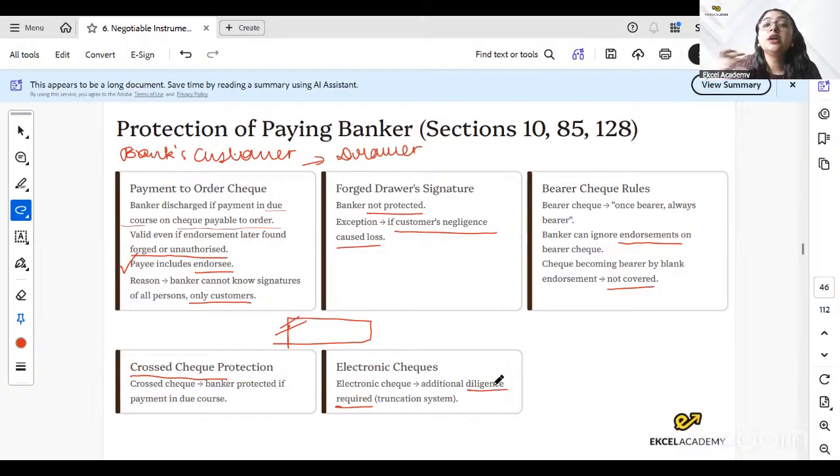If the customer, that is the drawer signature, is forged, do you think the banker is protected? No. But if the endorser signature is forged, do you think the bank is protected? Yes, okay. And even in case of your cross check, if the check is crossed and the payment is made in due course, your bank is going to be protected, all right.